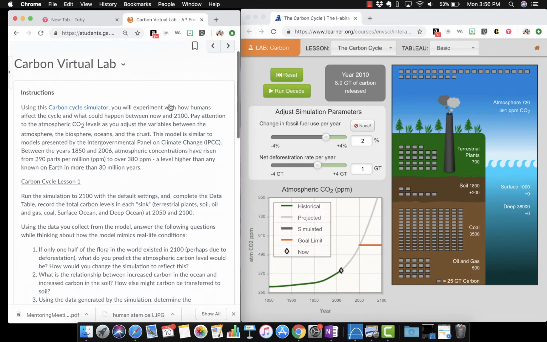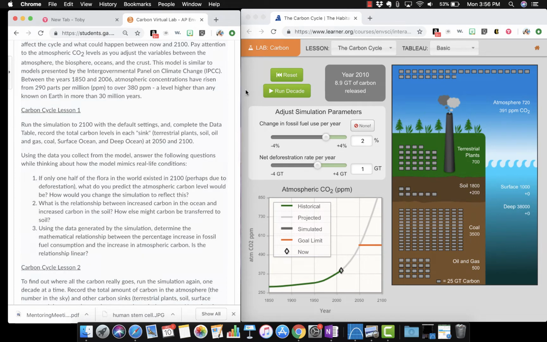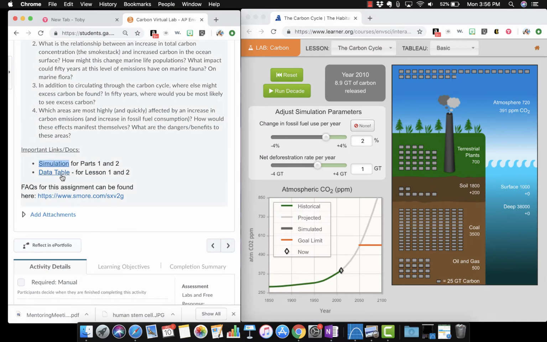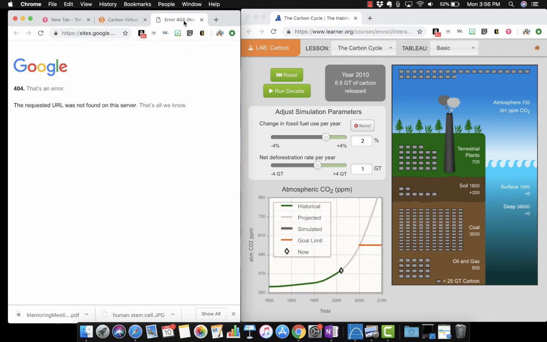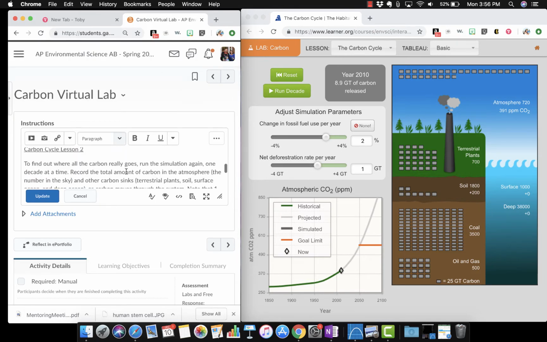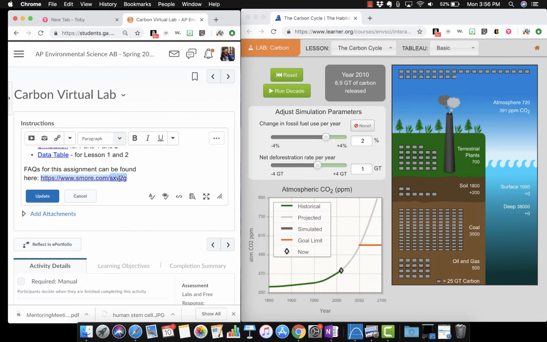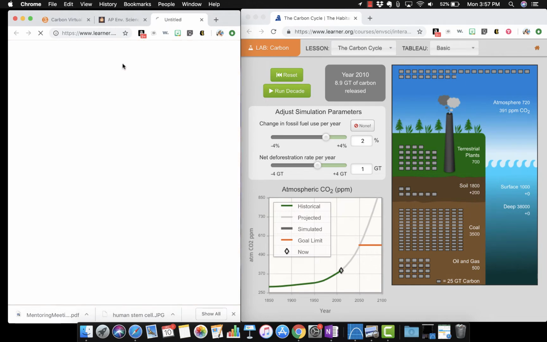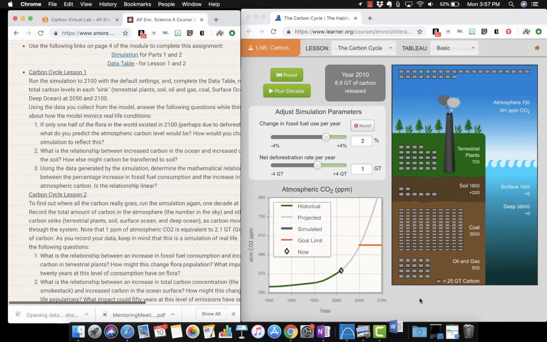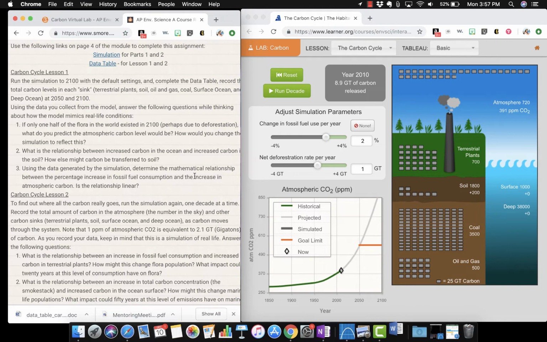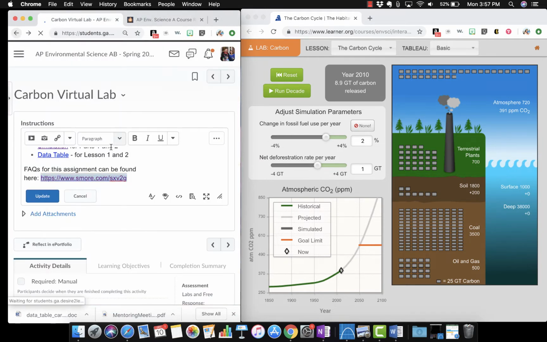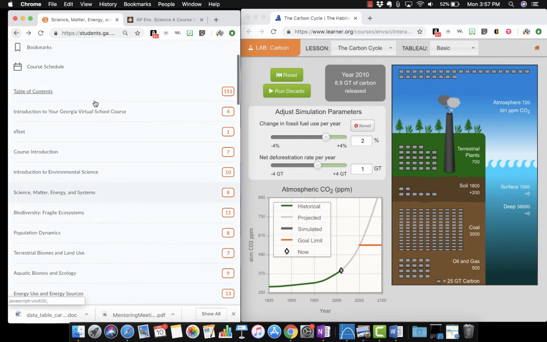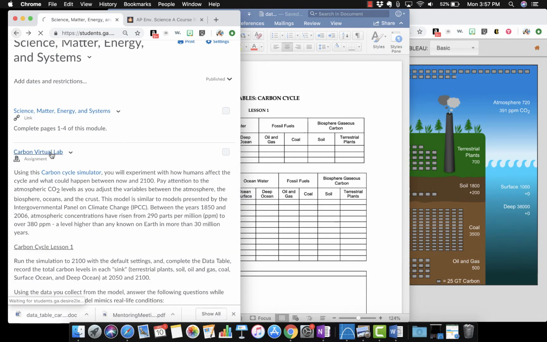Okay, so part one. It says run the simulation to 2100 with the default settings. Then it says complete a data table, but you're wondering, what data table? Oh darn. Let me see. Let's go to this, because I know it has the links for the data table. Okay, here we go. It downloaded. This is the same information that was in the other page we saw before, though I liked how it was set up there.